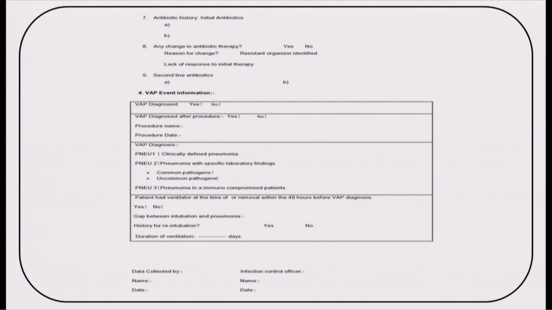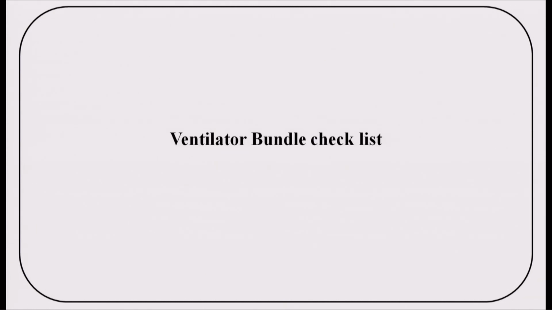CDC and the National Healthcare Safety Network have given very clear definitions of hospital acquired infections. So, here in the VAP diagnosis, how you are going to decide whether it is a pneumonia 1 or a pneumonia 2, we will go through this in detail when we discuss the infection control indicators. Now, going to the next slide after the VAP pro forma, you see the ventilator bundle checklist, which is very important.